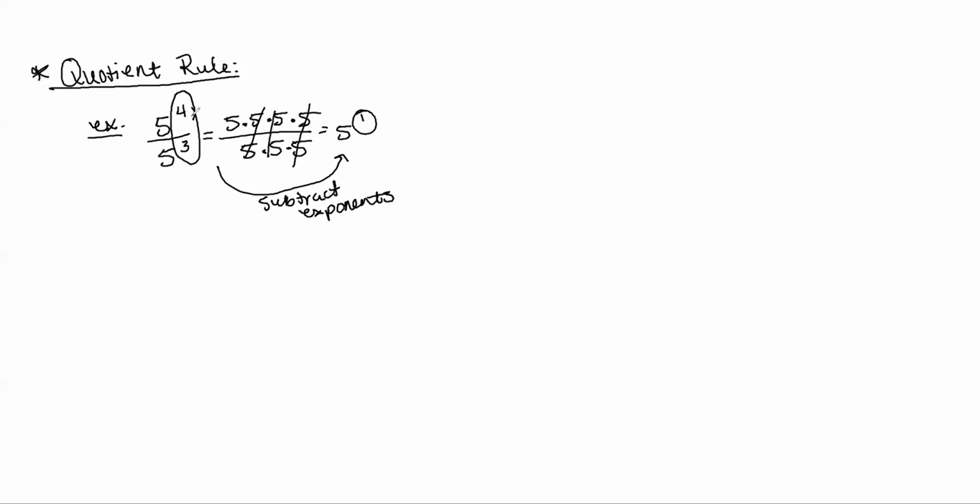So let's go ahead and write out our quotient rule. A to the m, so some term raised to the m power, over the same term raised to the n power. We're going to keep the same base and subtract our exponents. And notice how it's top minus bottom. That's really important. If we had subtracted bottom minus top, it would give us a -1, which is not what we want. So make sure you're always doing it in the correct direction.